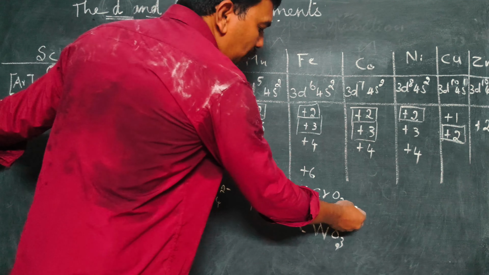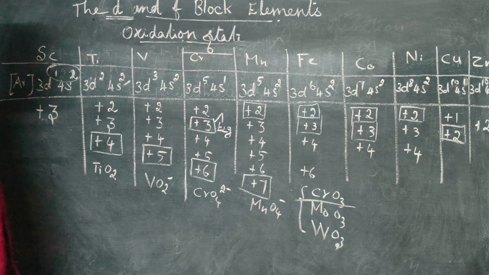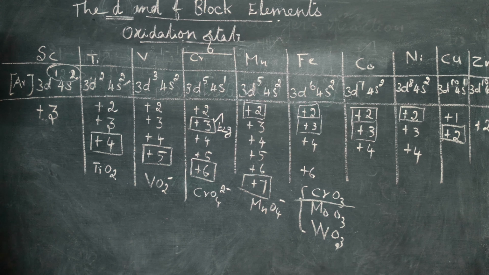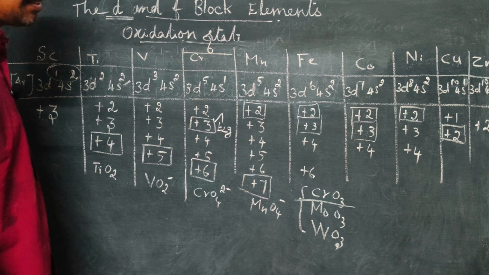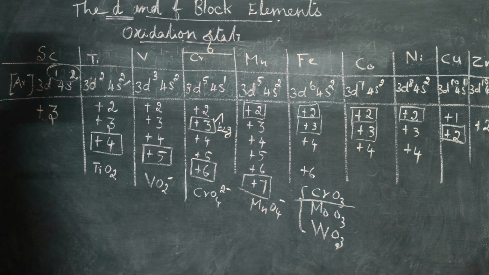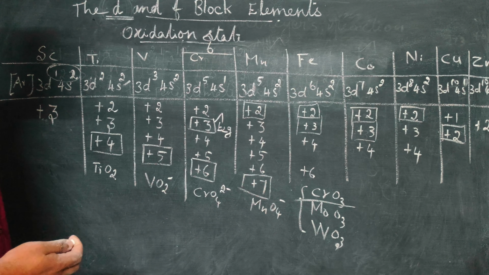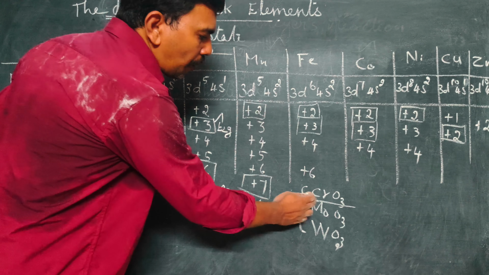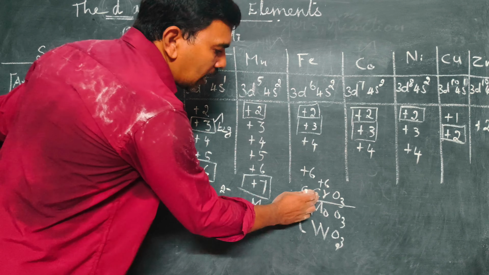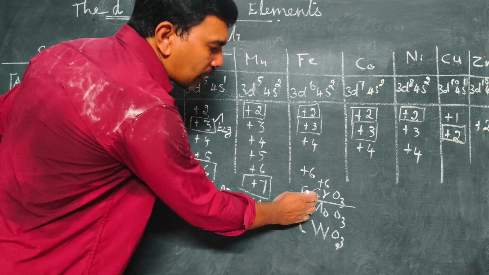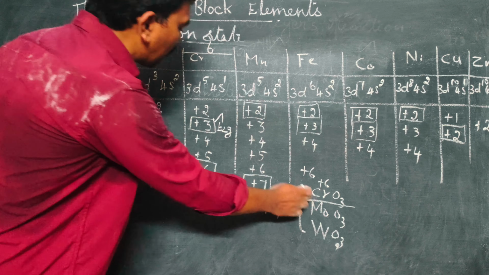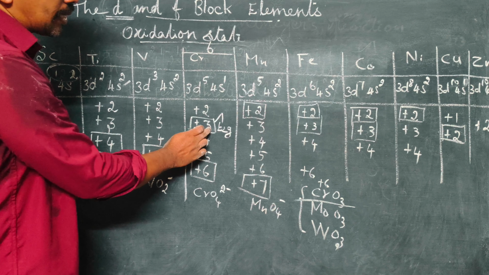This is chromium trioxide. Chromium trioxide acts as an oxidizing agent. An oxidizing agent always has a tendency to gain electrons. So this chromium is in the +6 oxidation state. It is ready to gain 3 electrons to become the +3 oxidation state.